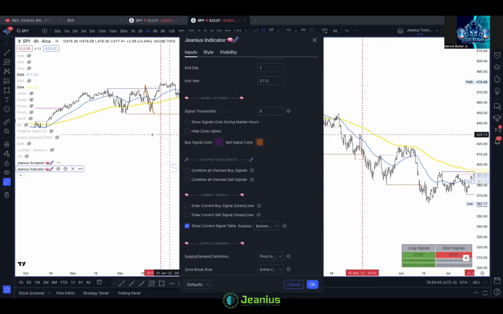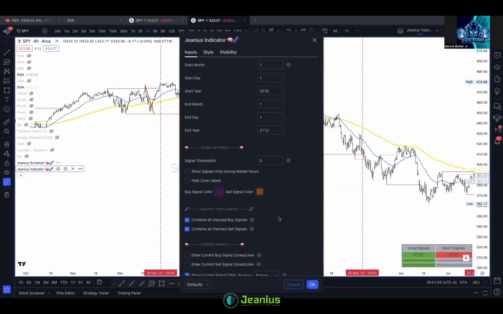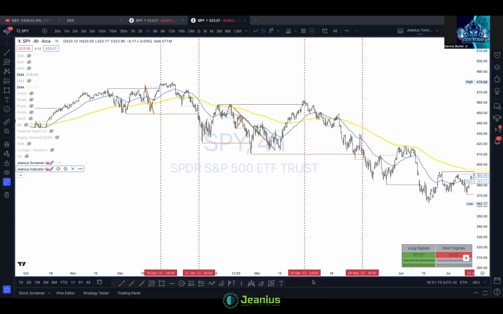Also, you notice there aren't really any signals that are given, even though I have combinations here. The reason this happened is because I need all of these to be combined together. So what I'll do is I'll click on combine all check signals for buy and sells so that they can pop up on the chart itself. I'm also going to set this to the same time frame.